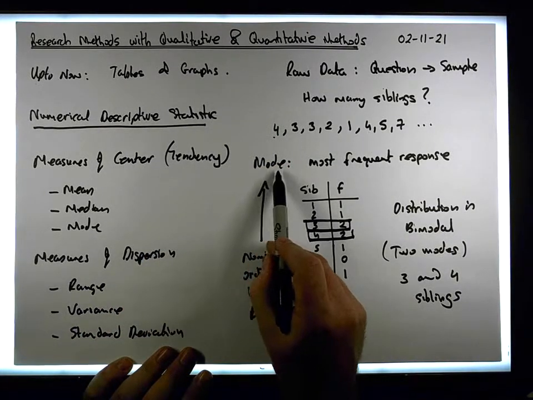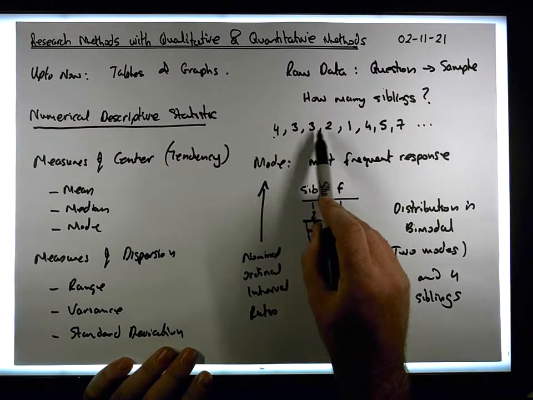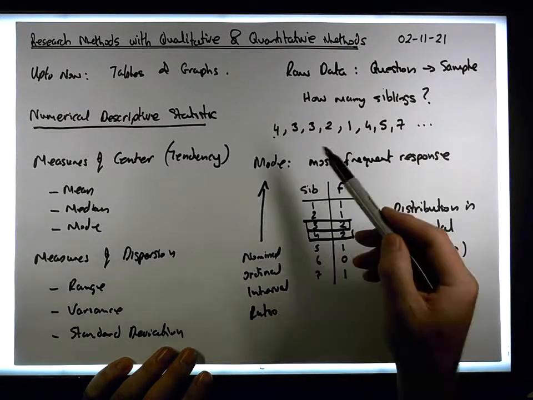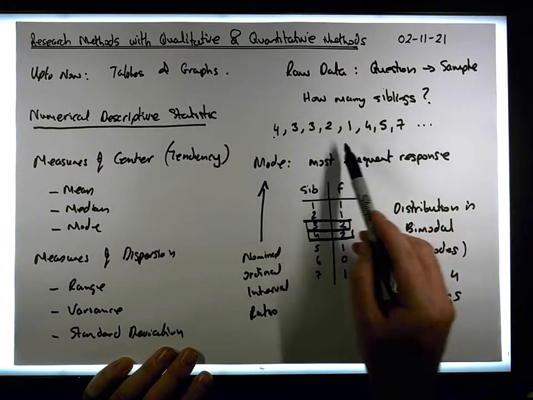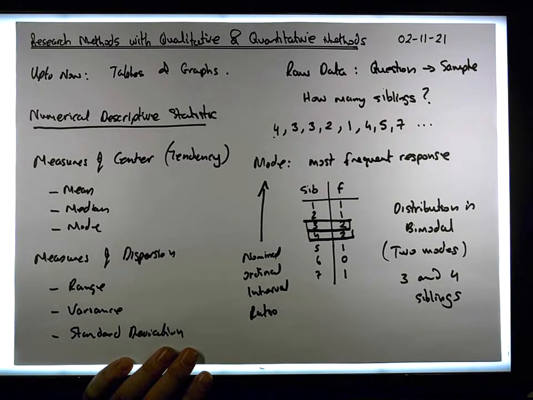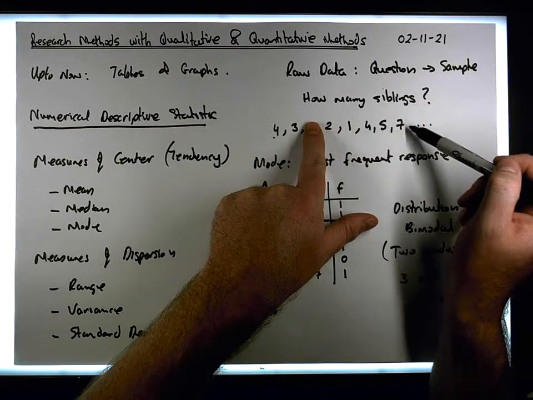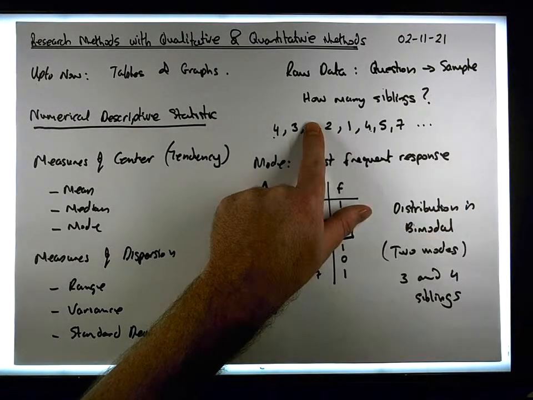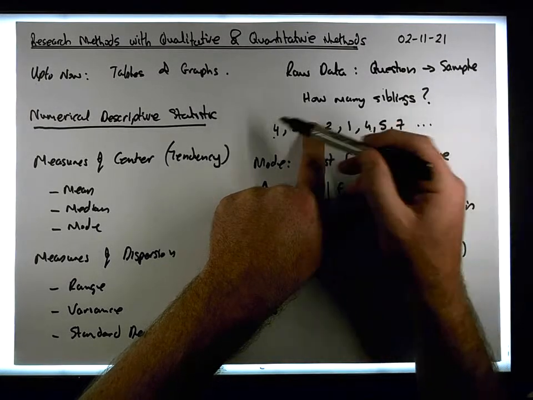Something about the mode is that it doesn't always exist. For example, if everything occurred once, we'd say that there's no mode. The mode only exists when we have a clear winner, where a response occurs more than once within our data set. If, for example, this was the data set, 4, 3, 2, 1, 4, 5, and 7, clearly 4 occurs the most frequent number of times. In that case, there is a single mode. This distribution, this variable, is unimodal. This is the most frequent response.